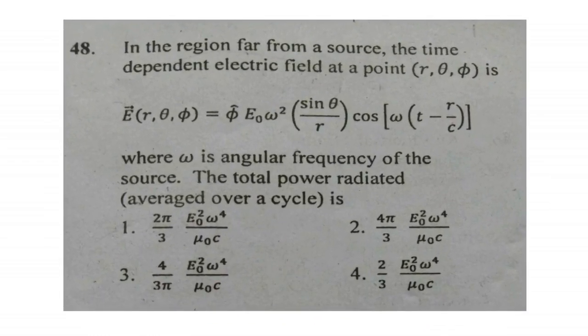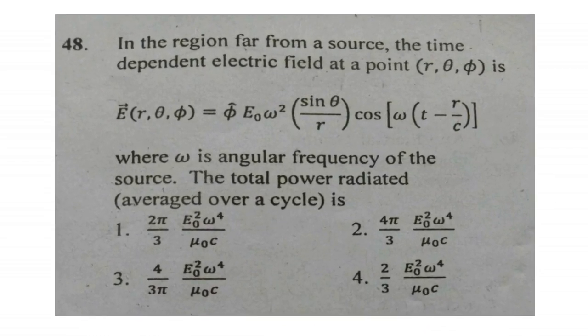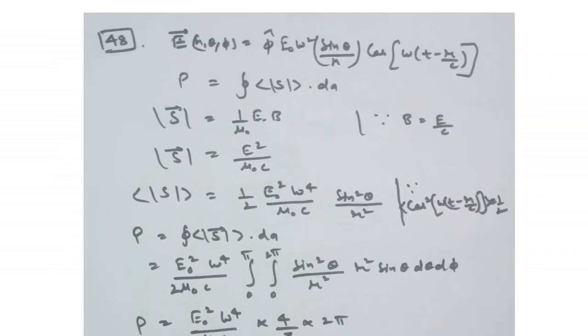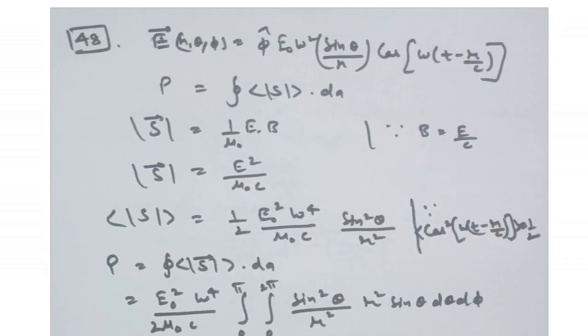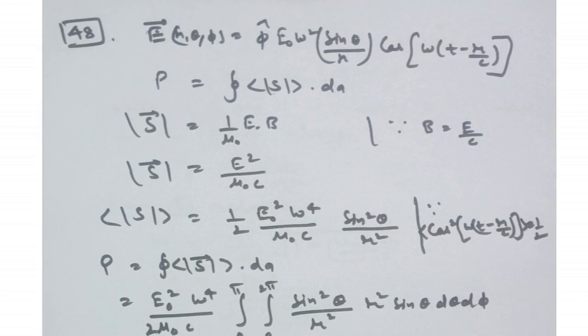Now the next question is, in the region far from a source, the time dependent electric field at point r theta phi is given as phi cap E naught omega square sin theta upon r cos omega bracket t minus r upon c, where omega is the angular frequency of the source. The total power radiated is. Now in this question we have to calculate the power, that is equal to integration of Poynting vector for that area.